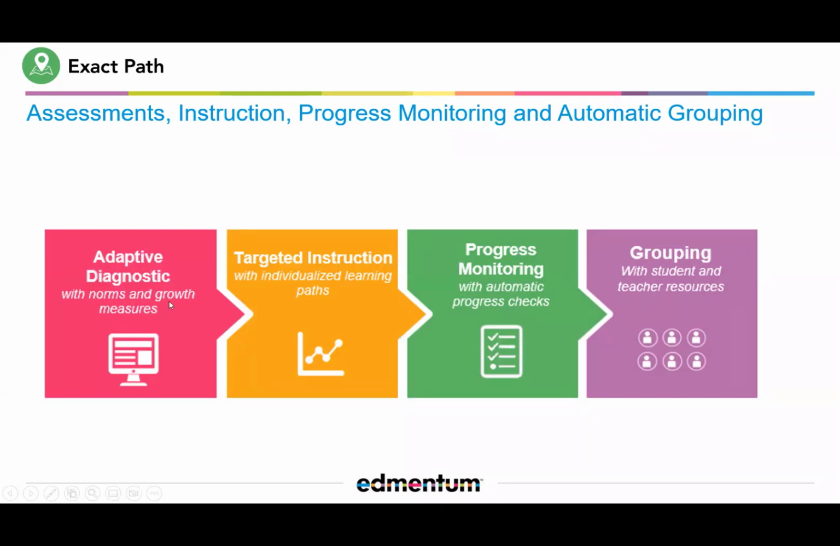We have the diagnostic. It targets instruction with individualized learning paths. While students are working on those individualized learning paths, there are automatic progress checks. The teacher can also create small groups or individual assignments by pushing out, that making it happen. This is letting it happen, making it happen.